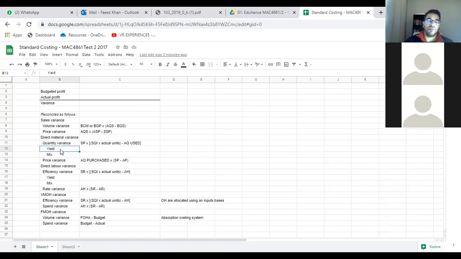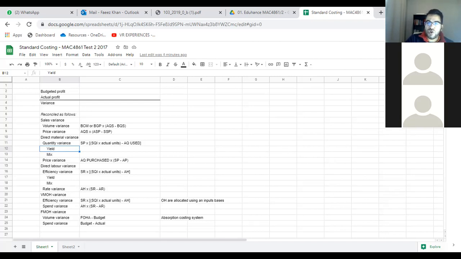Okay, but maybe in a chemicals business or pharmaceutical business, the exact proportions have to be in place. Otherwise, it may be a bit dangerous. So then you can't play with a mix and a yield. So when is there a mix and a yield? When there's more than one direct material or more than one direct labor, and those are interchangeable. Okay, so that's important to take note.